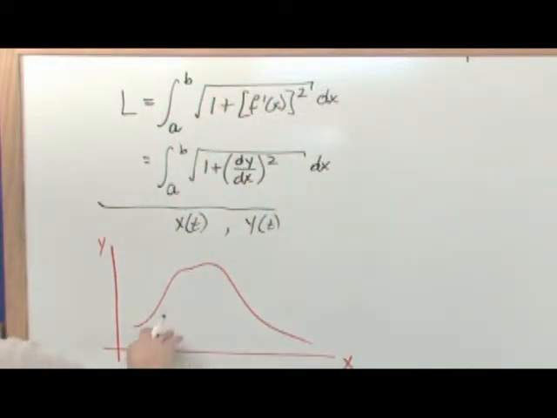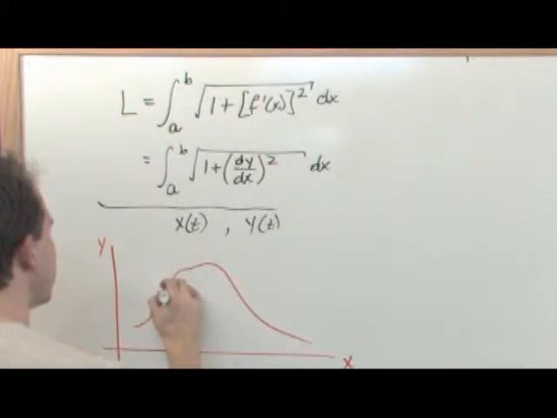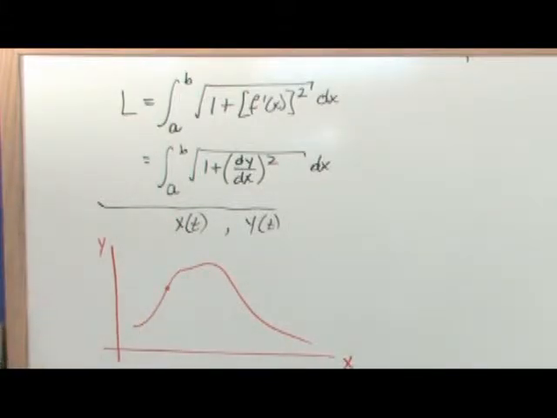But let's say this function is not defined in terms of f of x. It has x of t defining the x coordinate and y of t defining the y coordinate, just as we talked about in the last section on parametric equations, okay? So we want to find the arc length, okay? So what we're going to do is something very similar to what we did before when we derived the arc length in the first place.